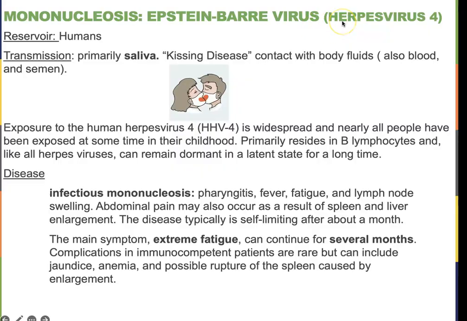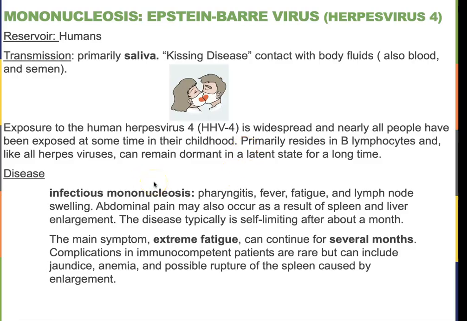which is actually a herpes virus. It's herpes virus 4. And mono, as it's sort of called in short, is found in humans, and it's transmitted primarily through saliva, which gave it its nickname, the kissing disease. But also other body fluids are involved, primarily saliva, but also sexual contact. And exposure to this is common. Epstein-Barr virus is very common. They say that almost all people have been exposed to it sometime in their childhood.